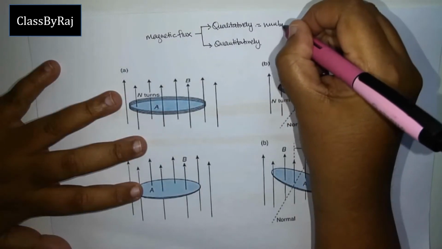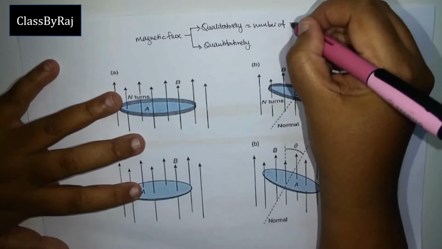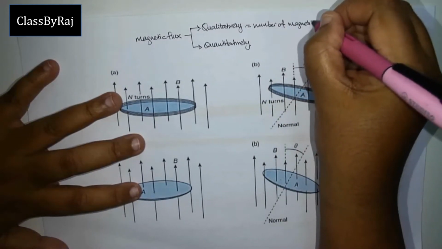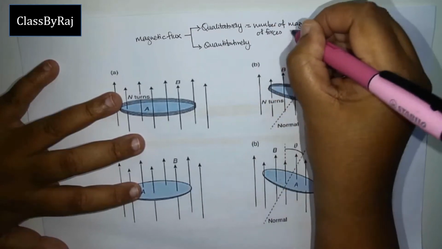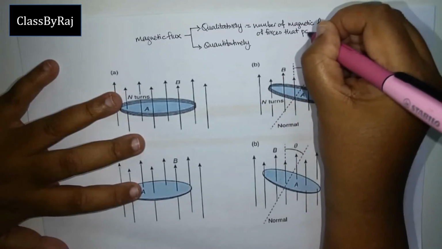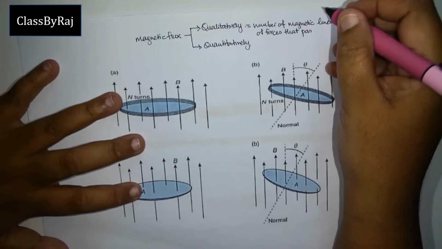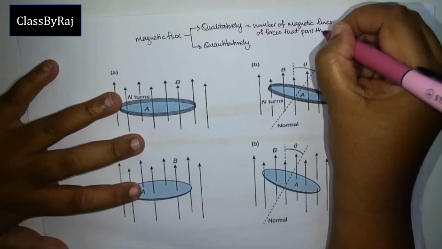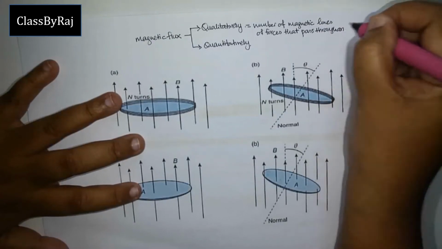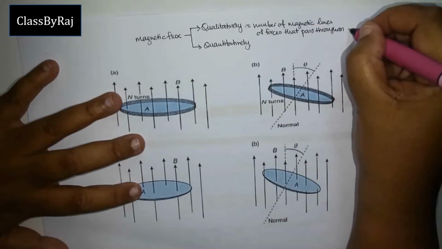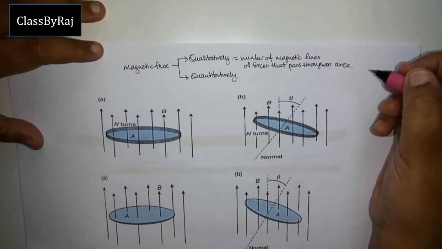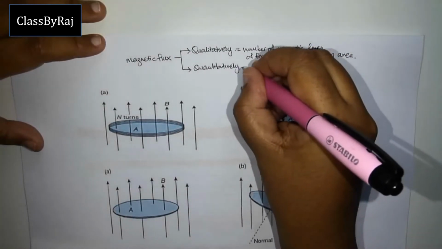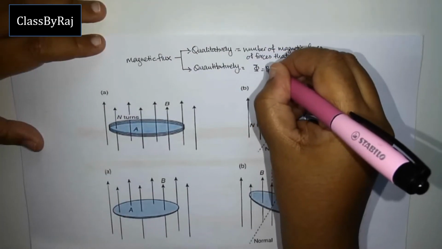The number of magnetic lines of force that pass through an area. And quantitatively, it says the magnetic flux through an area which is normal to the magnetic field is phi equals B dot A.